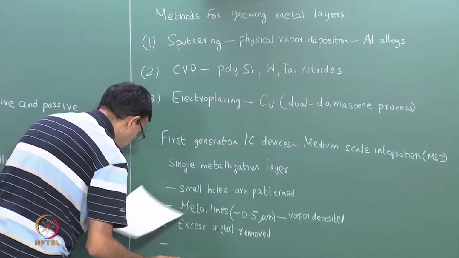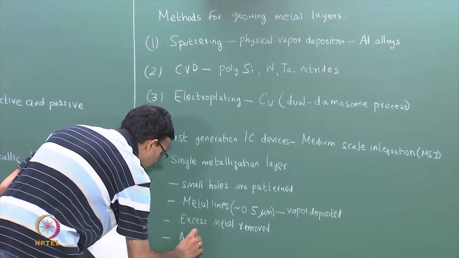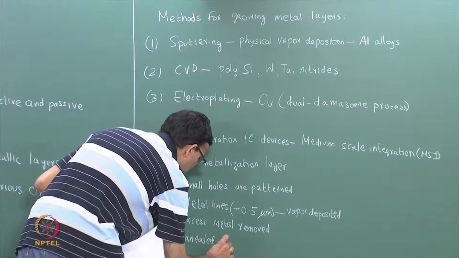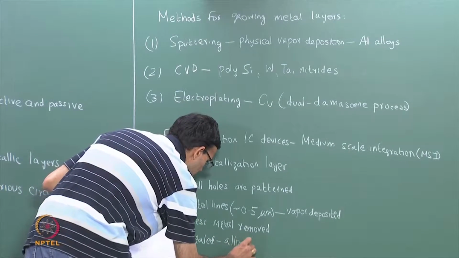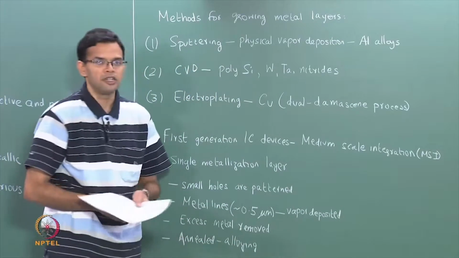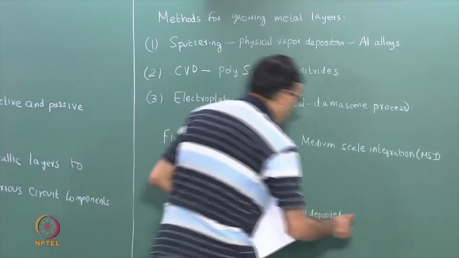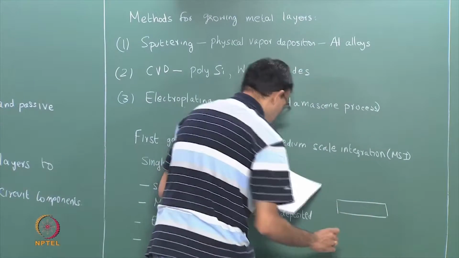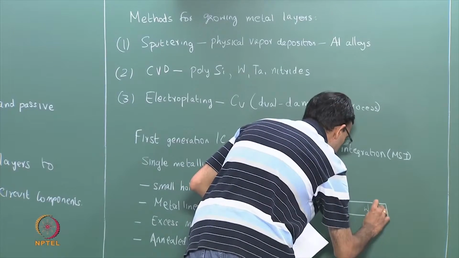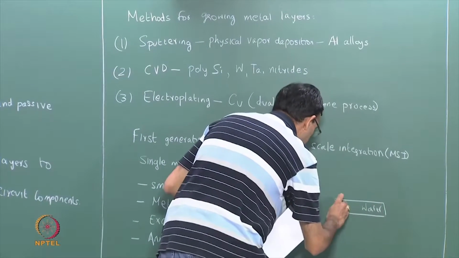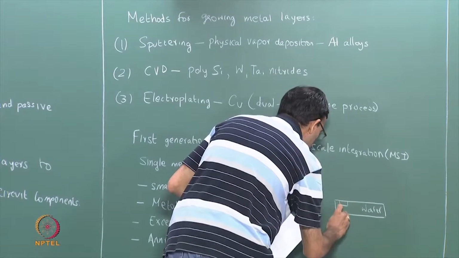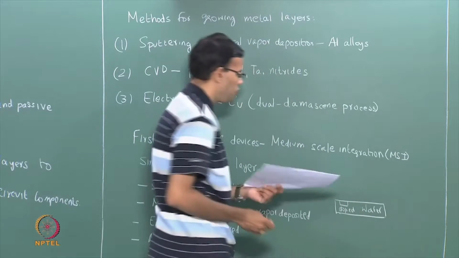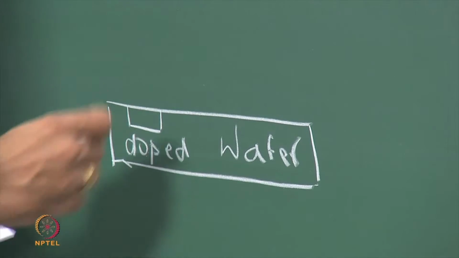And then finally, the whole system was annealed, allowing to generate good interfaces. So if you want to depict this, say we have a wafer with a certain doped region, so we want to make contacts to this doped region.